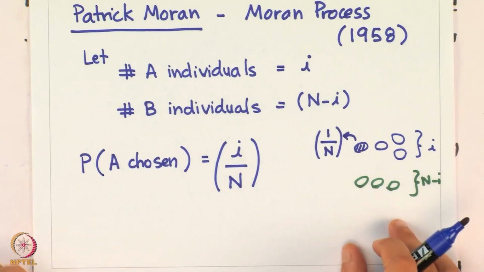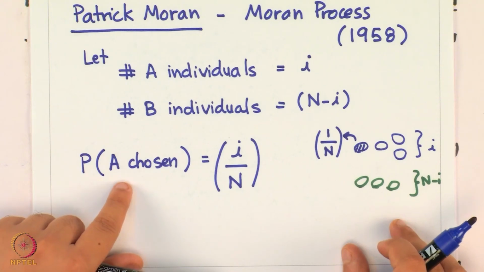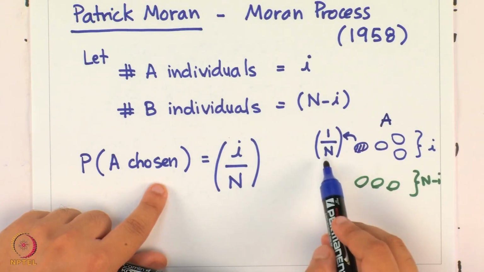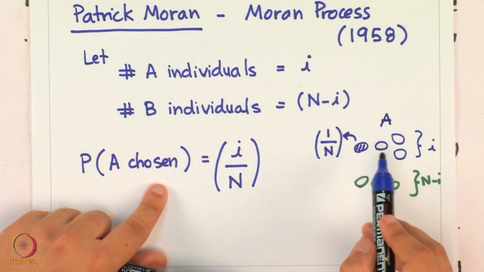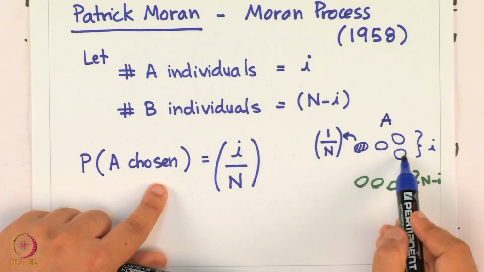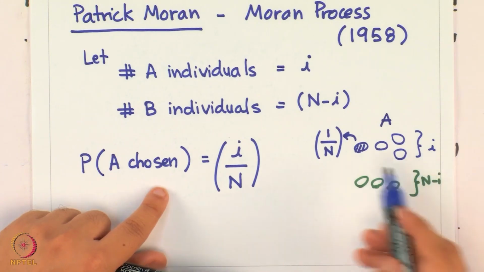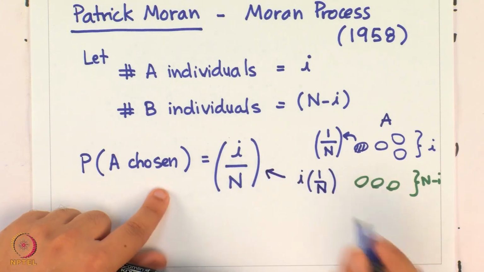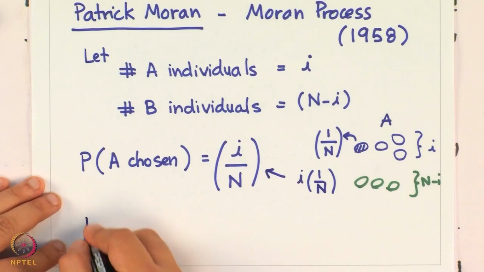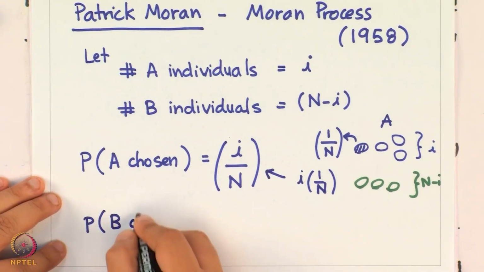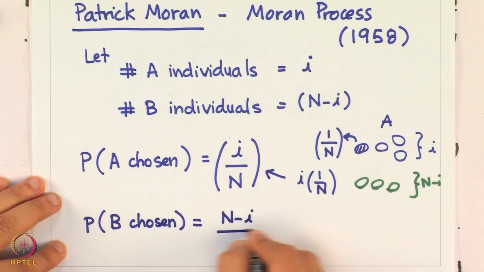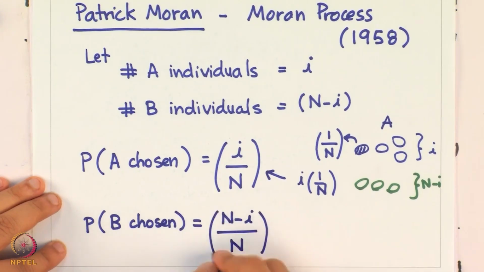And now when I'm computing the probability that eventually I draw one of the blue genotypes, which let's say is genotype A, then I just add the probability of drawing this cell plus this cell plus this cell plus this cell. Since there are I such individuals, the total probability will become I times 1 by n, which is just I by n. Similarly, the probability that I choose an individual of genotype B is just equal to n minus I upon n. Okay. So I have these two probabilities that I am going to work with.